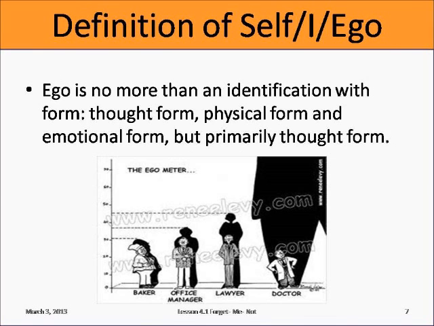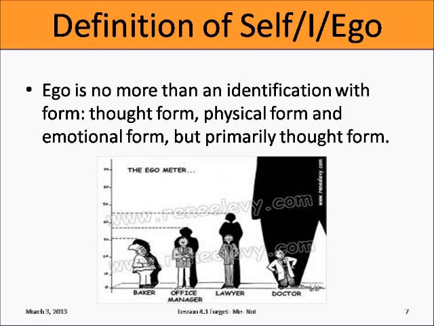All right. Now, this is a beautiful slide. Thank you, Ruby. Ego is no more than an identification with form. Difficult sentence, okay? Now, what kind of forms? Thought forms, physical forms, emotional forms, but primarily it is a thought form. Now, you cannot get your hand on ego, right? Where is it? It's in our mind. It's a thought. And that's why the scholar was right. I think, therefore I am, is a thought process.